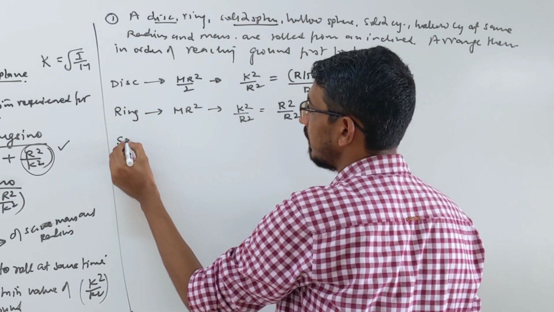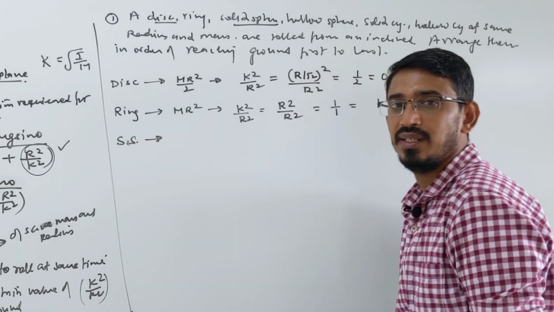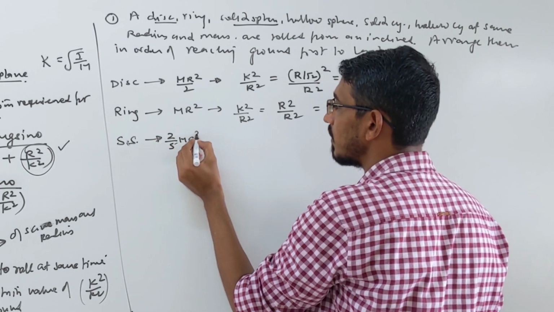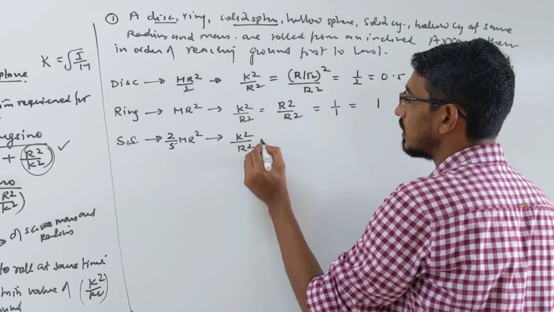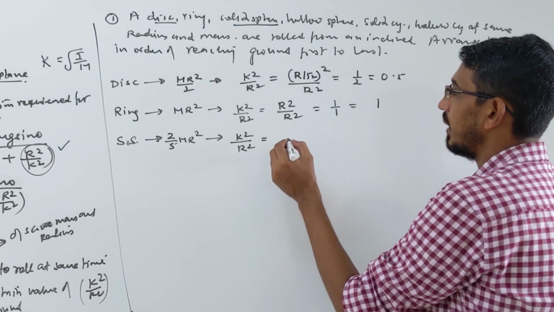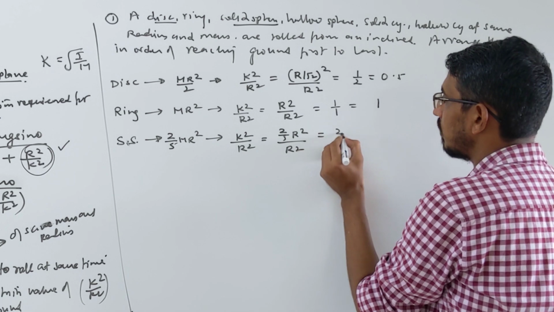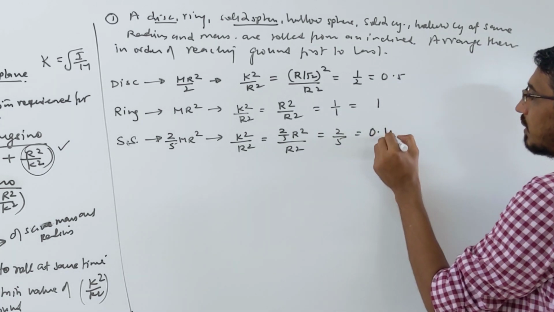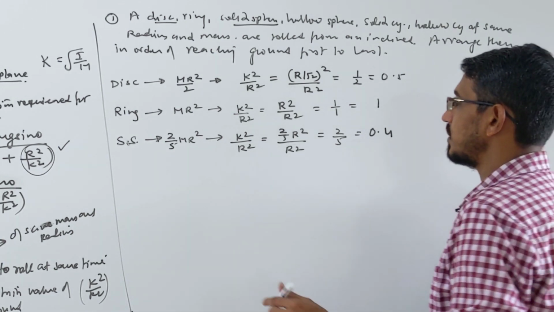Solid sphere. So let's write S means solid sphere. Okay. What's the inertia? 2 by 5 of mr square. So what will be k square by r square? We need to calculate k square by r square. K square will be simply this value divided by mass again, so 2 by 5 r square, directly I am putting, by r square. This becomes 2 by 5, so 0.4. Correct? Yes, 2 by 5 is 0.4.